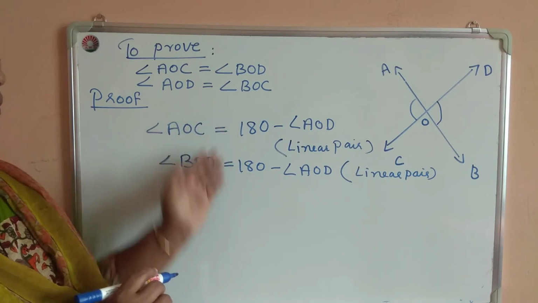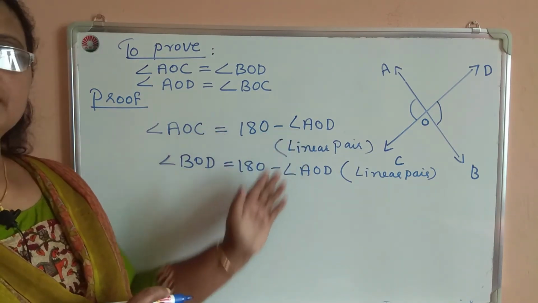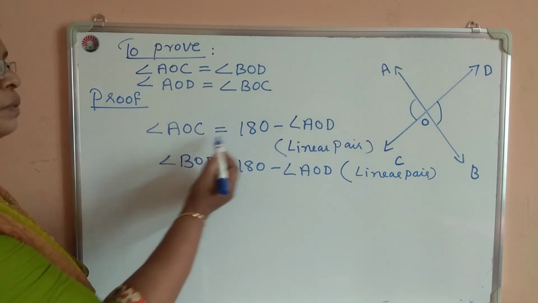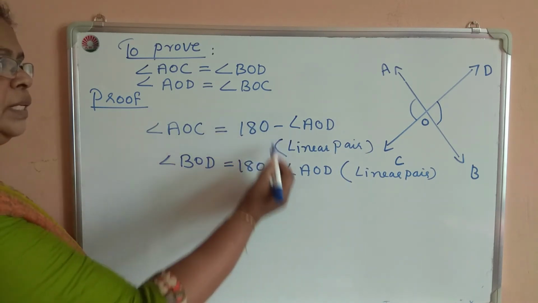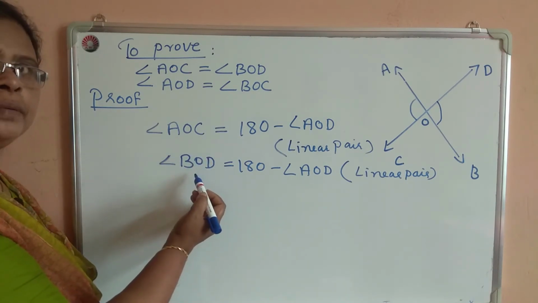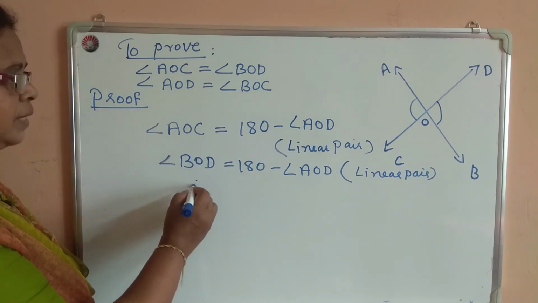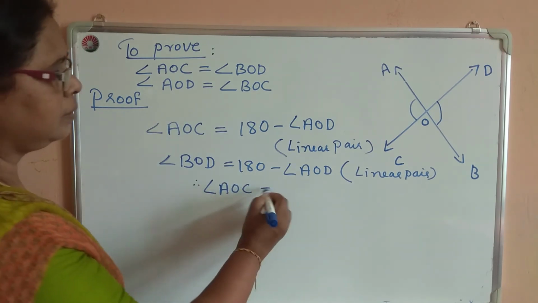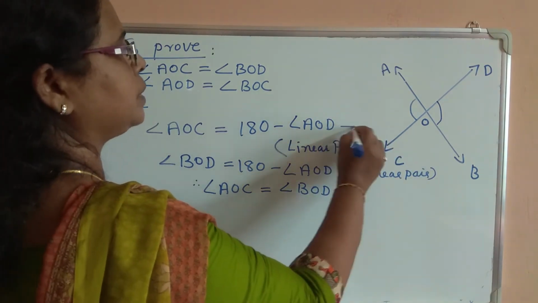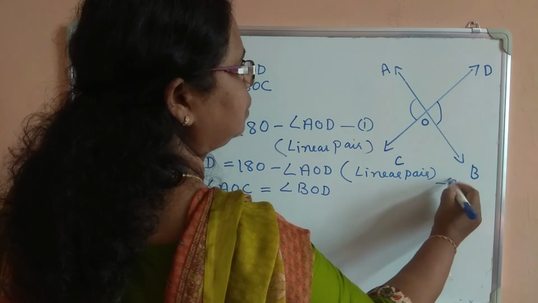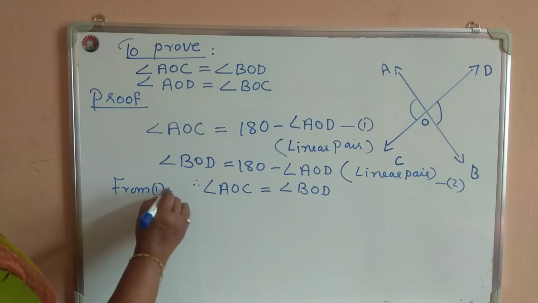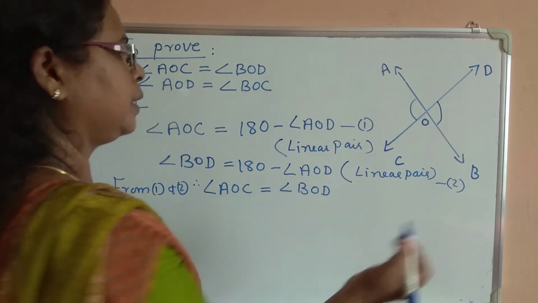Look at these two equations. Are the right hand sides equal? 180 minus angle AOD, 180 minus angle AOD. That means angle AOC and angle BOD are both equal to 180 minus angle AOD. That means angle AOC is equal to angle BOD. If you want, we can number these equations as 1 and 2. From 1 and 2, angle AOC is equal to angle BOD.